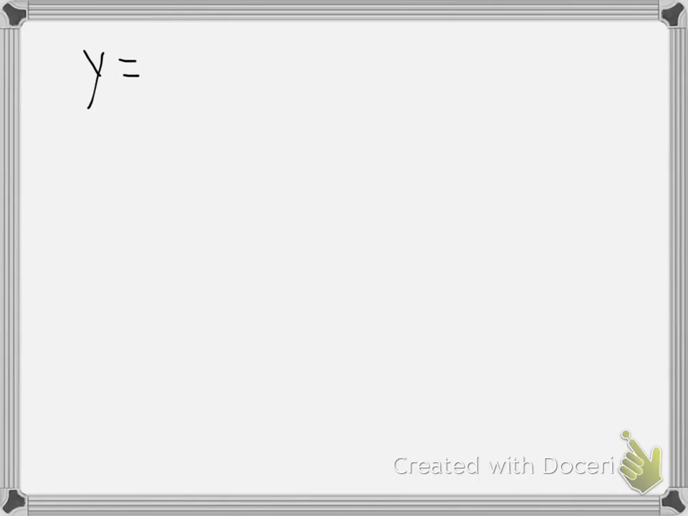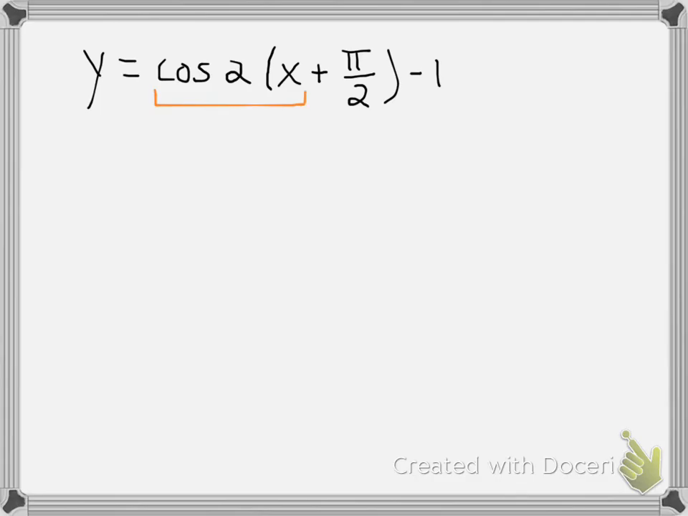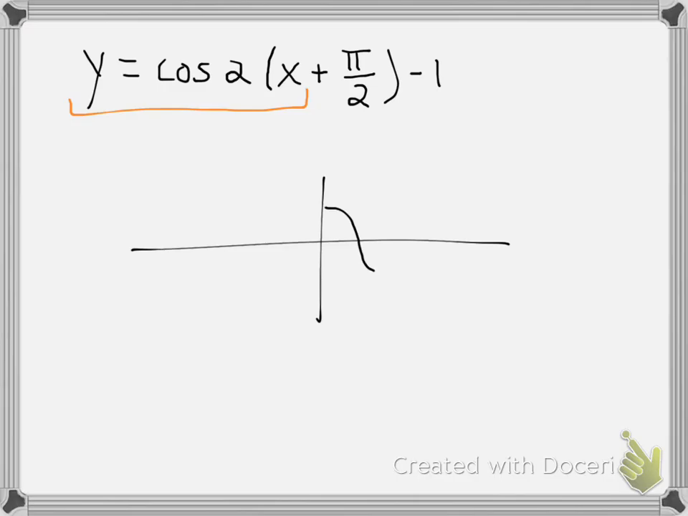Y equals... Let's see, we'll do a cosine, we'll leave the amplitude at 1, of 2x plus pi over 2 minus 1. Again, we're going to first focus on this function here, y equals cosine of 2x, because all we do there is flip it if necessary, sketch it, and label it. Doesn't need flipped, so here's the cosine function.